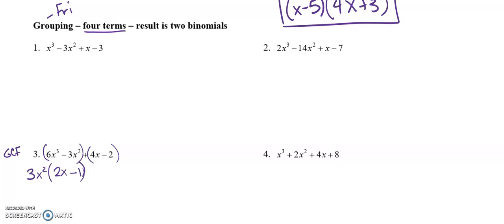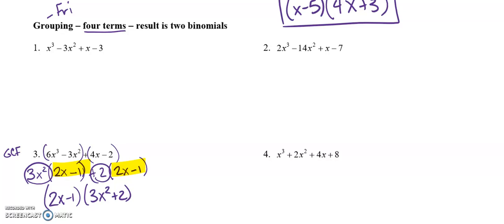Okay, then what? Then I look at the second pair, the 4x and the 2. What can I take out? I can take out a 2 and I'm left with 2x minus 1. Ooh, yay, these match. So what does that mean then? I'll have a 2x minus 1, and what's left over? The 3x squared and the plus 2. And that's factored.